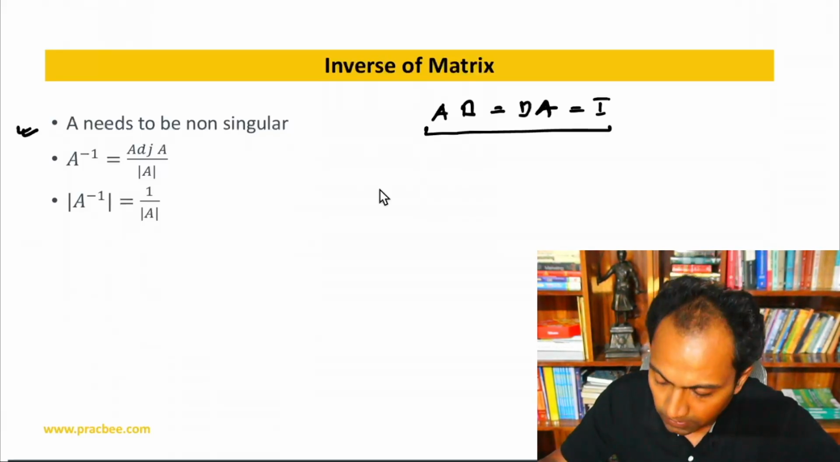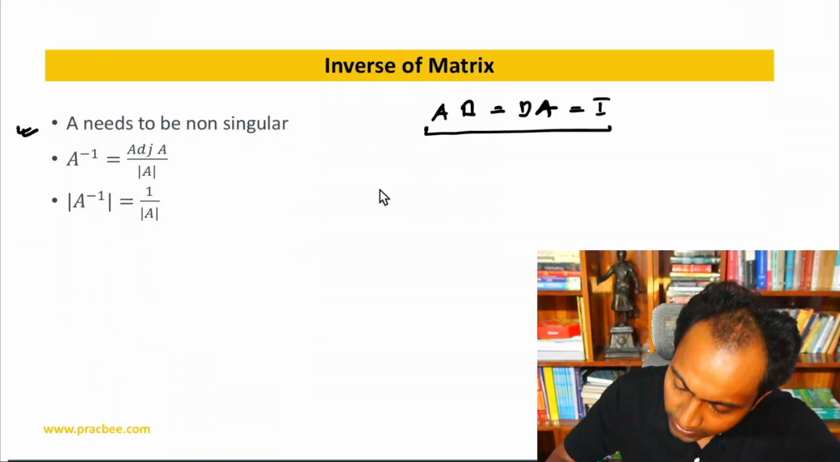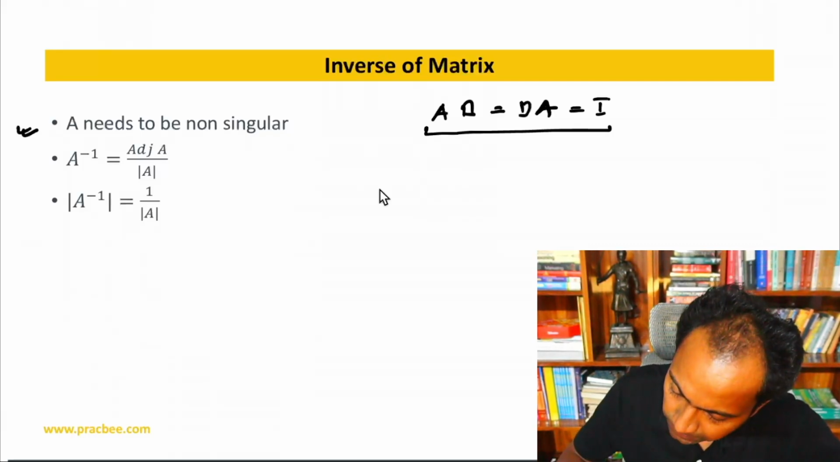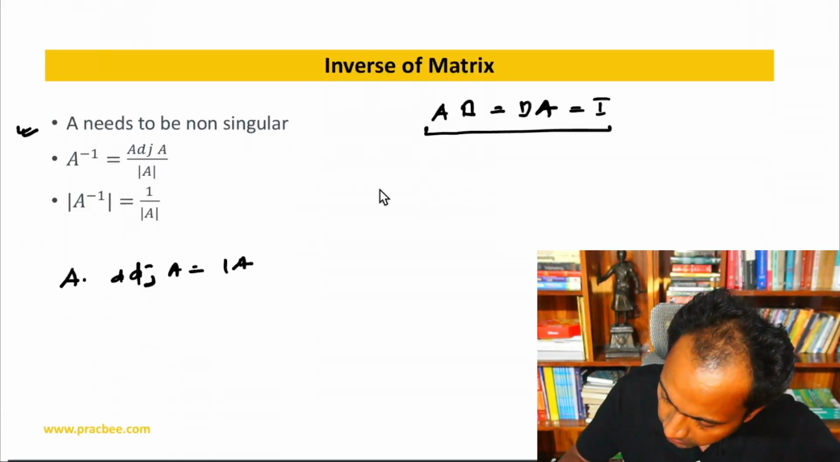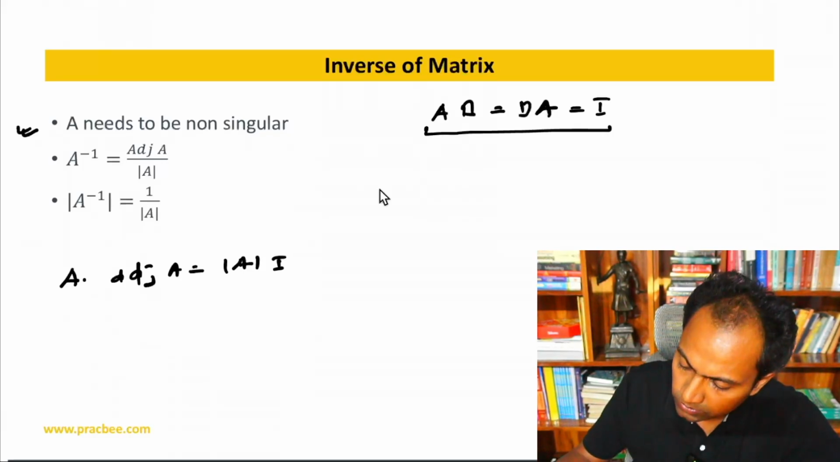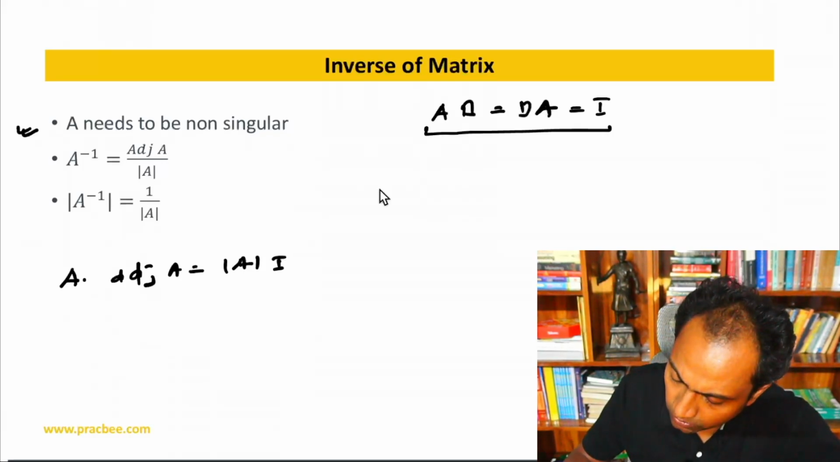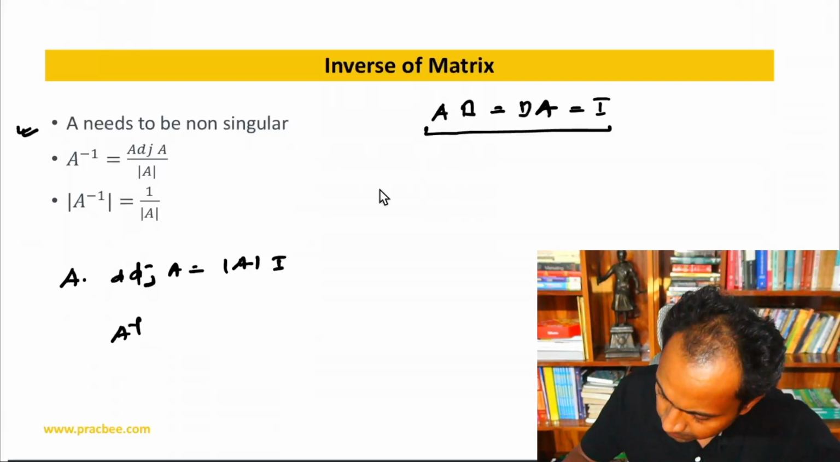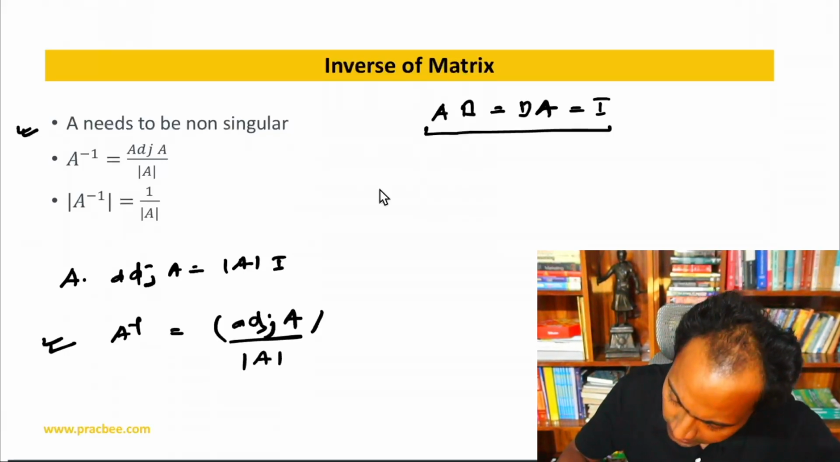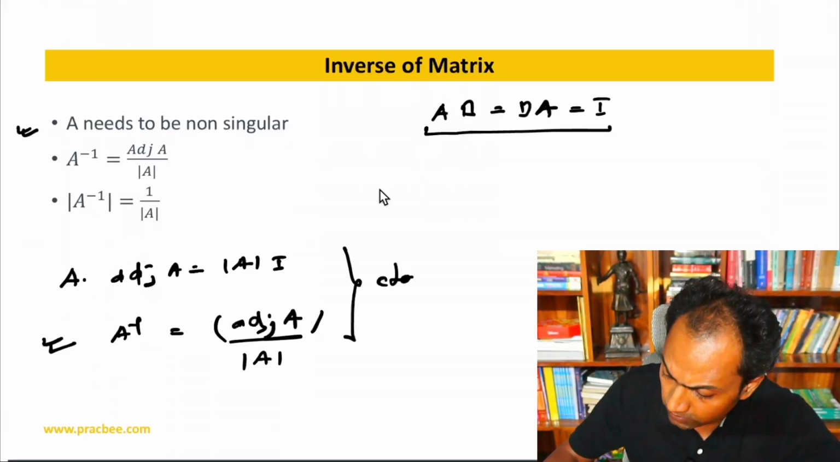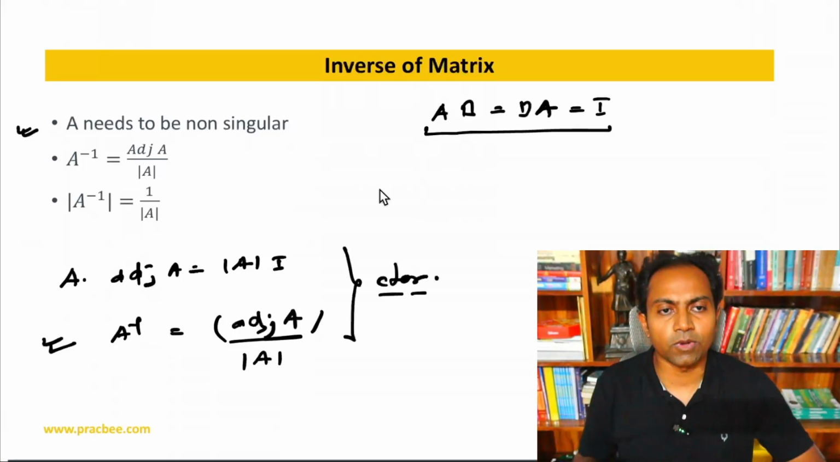More importantly, if I want to find the value, we had this relationship that says A into adjoint of A is equal to determinant of A into I. So from here you can see that if I want to find the value of A inverse, it is going to become nothing but adjoint of A divided by determinant of A. This is a very prominent method of finding. There is one more method using the characteristic equation that we are going to see in the next problem type.